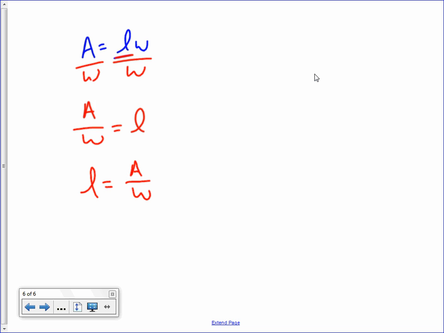Well, there are many times in science where you're going to be given a formula that relates three quantities, but it may not be in the relationship that you want. For instance, we should all be familiar with this formula as well, that distance is equal to rate times time. Now, there are many times in science where you don't want to know what the distance is, but we do want to know what the rate is. Or in other words, our speed.